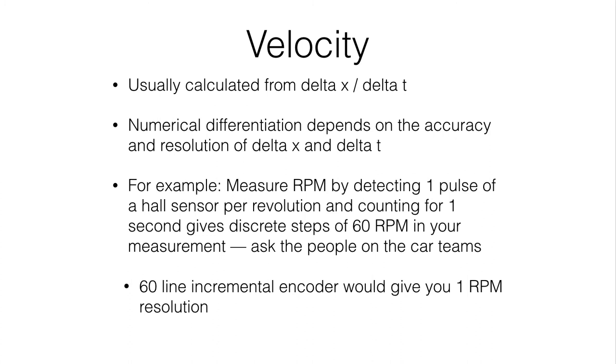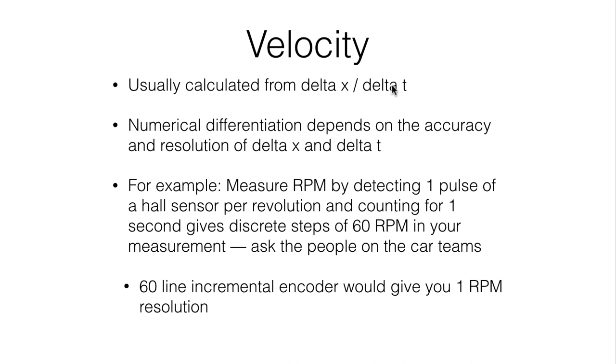So these are a bunch of ways that we could have found out position. To find velocity, we usually calculate that from some delta x, some change in position, over some delta t, some change in time. And that numerical differentiation really depends on the accuracy of both delta x and delta t.